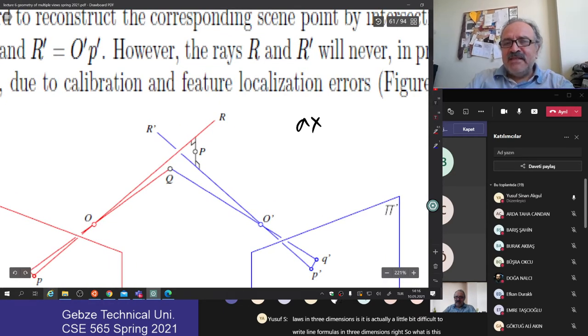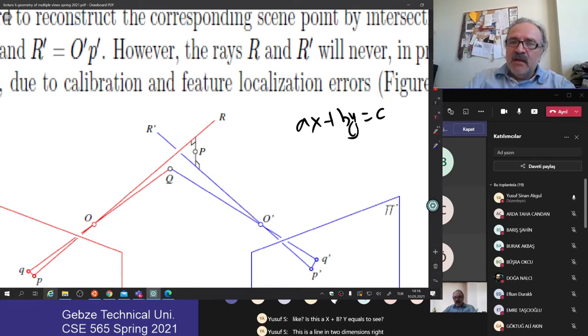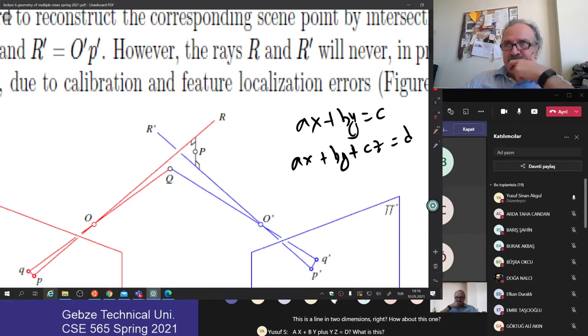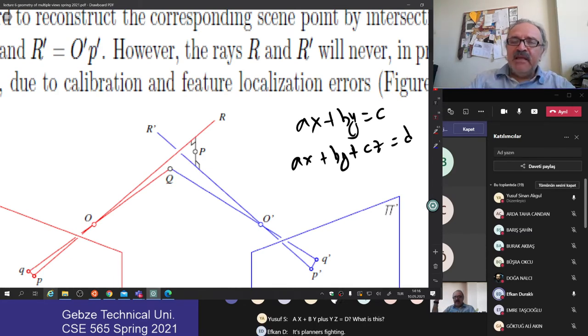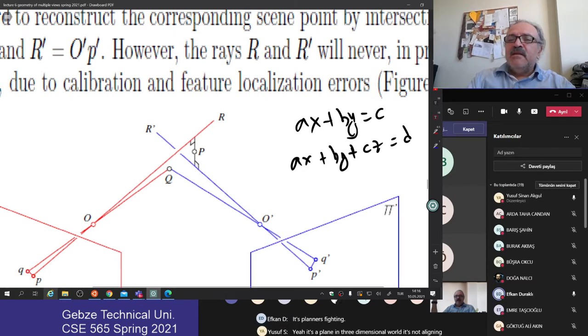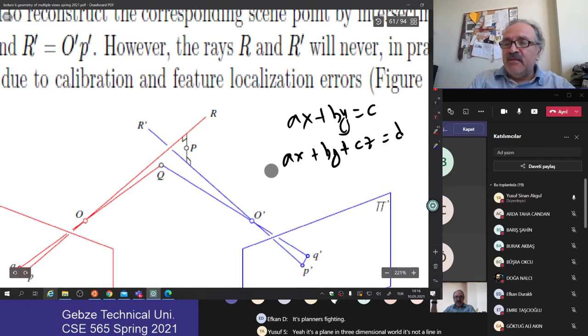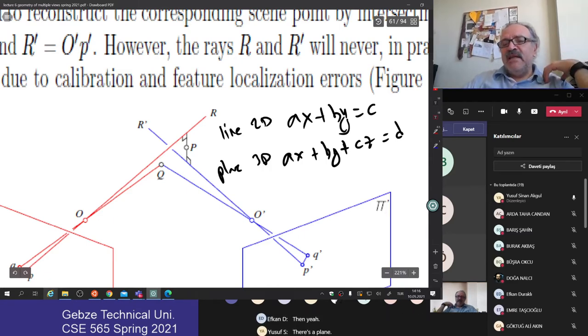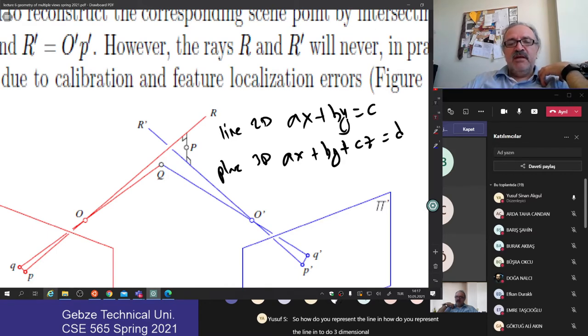What is this? AX plus BY equals C. This is a line in two dimensions, right? How about this one? AX plus BY plus CZ equals D. What is this? Yes, it's a plane in the three-dimensional world. It's not a line. So this is a line in the two-dimensional world, and this is a plane in the three-dimensional world. So how do you represent a line in the three-dimensional world?